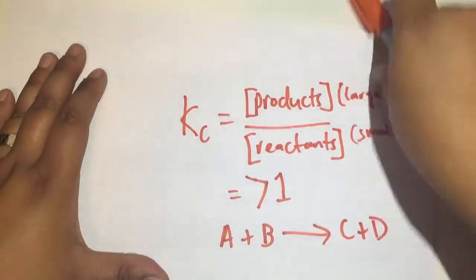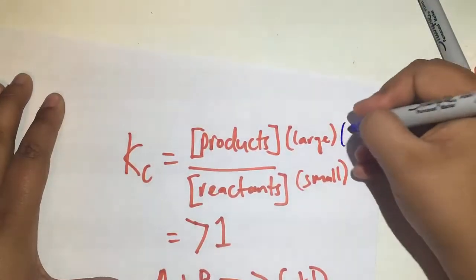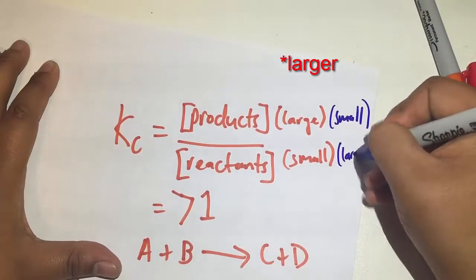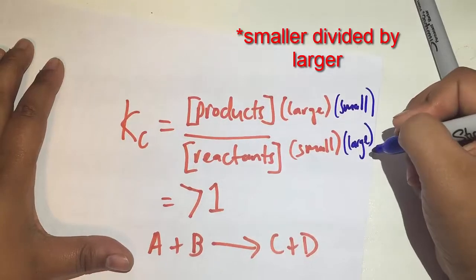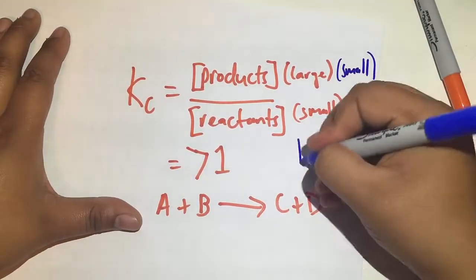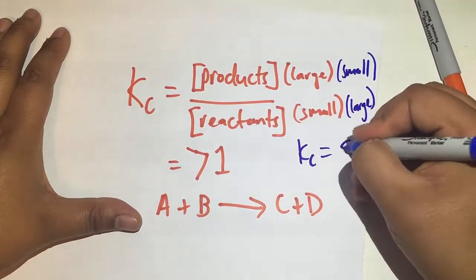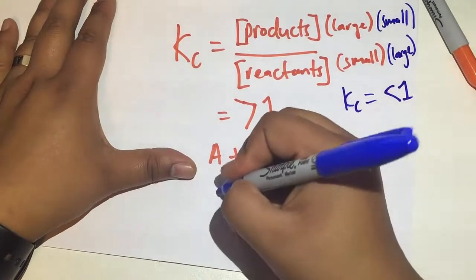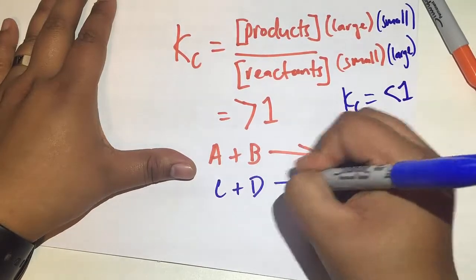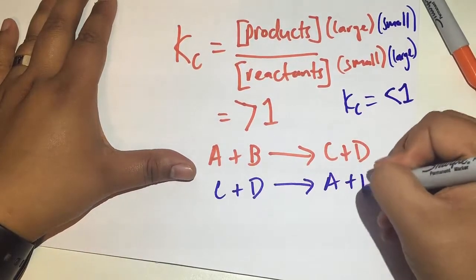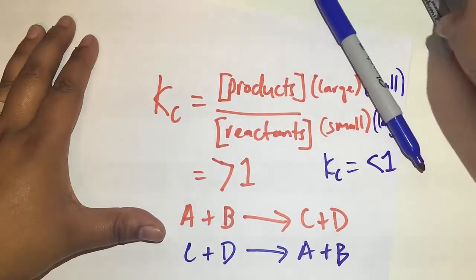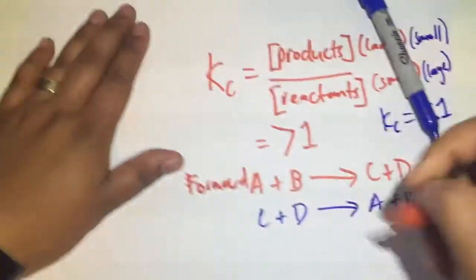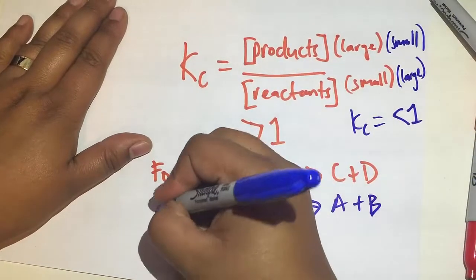Alternatively, if this number is small and now our reactants are large, a small number divided by a large number is going to give you a Kc that is less than 1, meaning that actually the reaction of C plus D to A plus B is going to be favoured. Now, as we said before, this was our forward reaction, and this one was our backward.